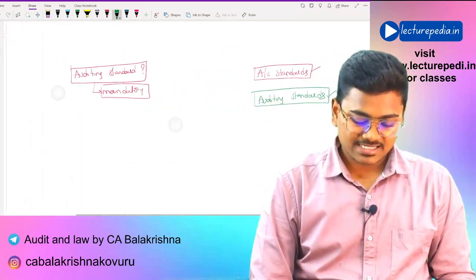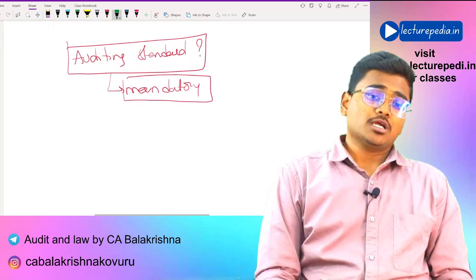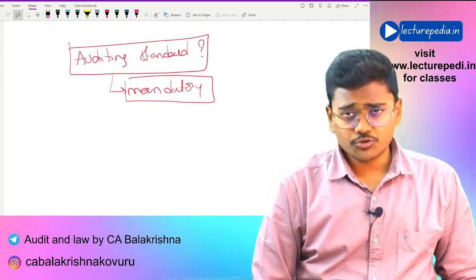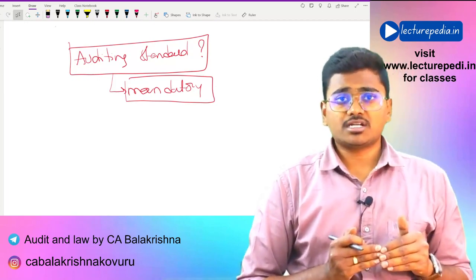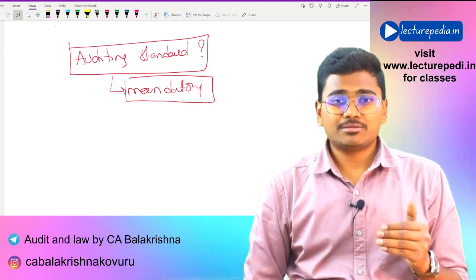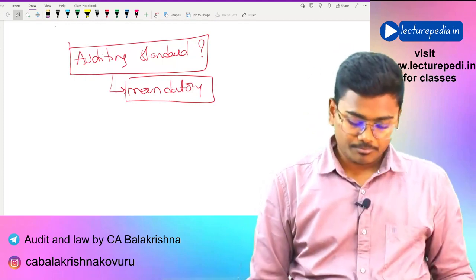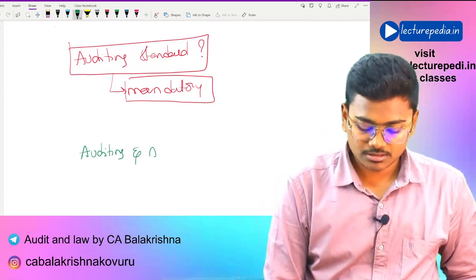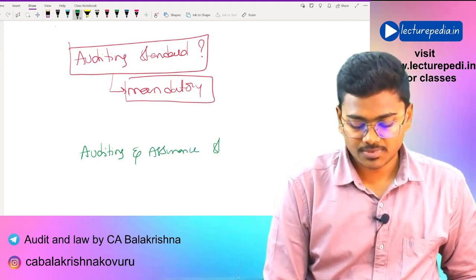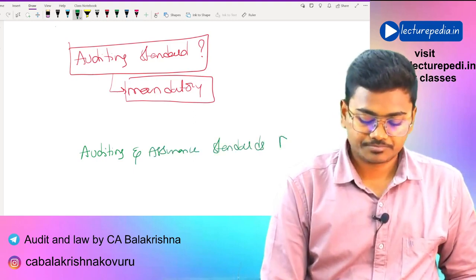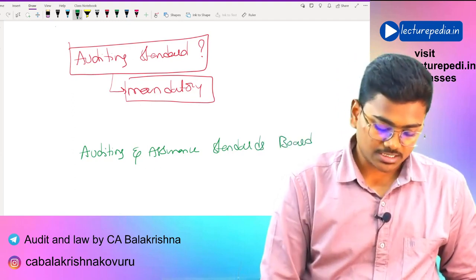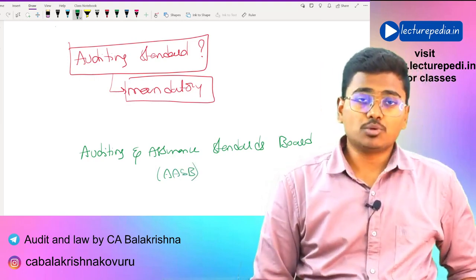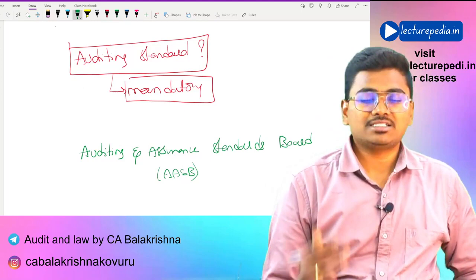So that is a basic understanding with respect to auditing standards. Now who will frame these auditing standards in India? If you see, our ICAI, Institute of Chartered Accountants of India, has established a particular board by the name Auditing and Assurance Standards Board. Shortly we will be calling it AASB. This Auditing and Assurance Standards Board will prepare the auditing standards.